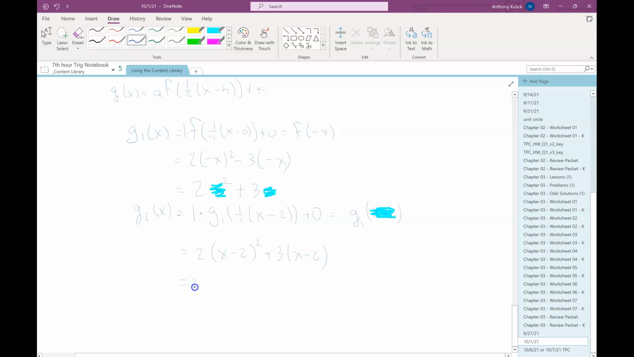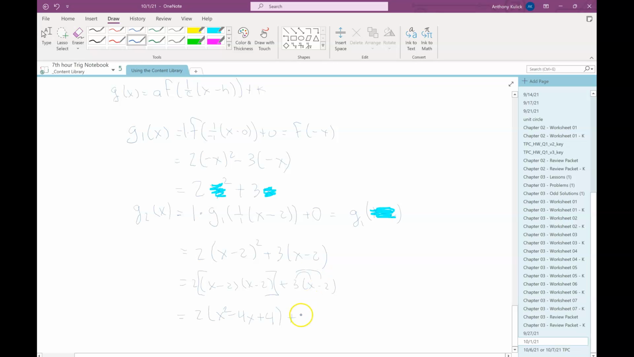First thing I need to do in order of operations is the exponents. X minus 2 squared is x minus 2 times x minus 2. To multiply two things in a parenthesis like that, I'm going to FOIL. So I'm going to choose to do this stuff first. So that gives me x squared minus 4x plus 4.